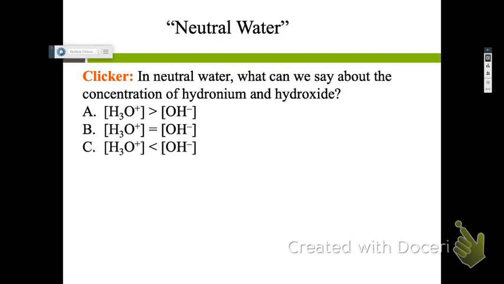So if we have neutral water, this is question 4, what can we say about the relative concentrations of hydronium and hydroxide? And I'll correct that top one just to make clear.